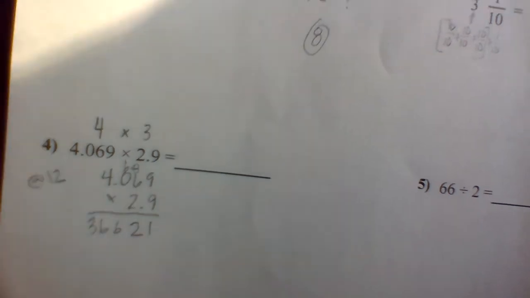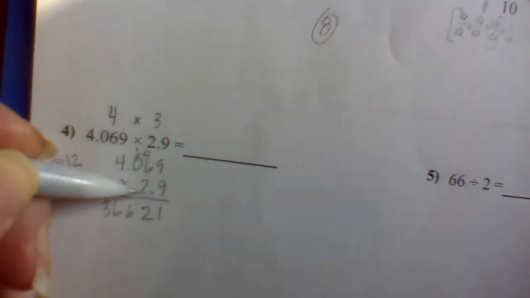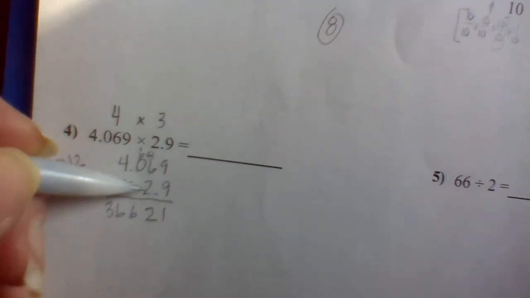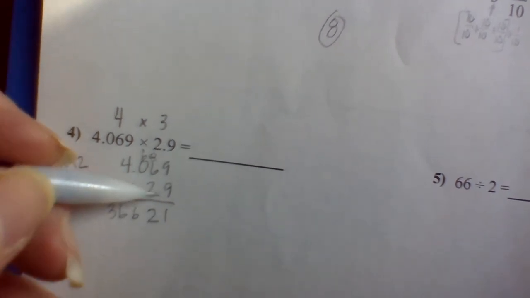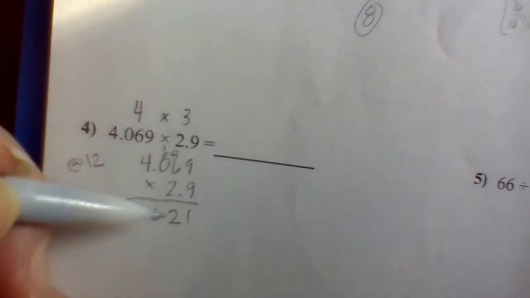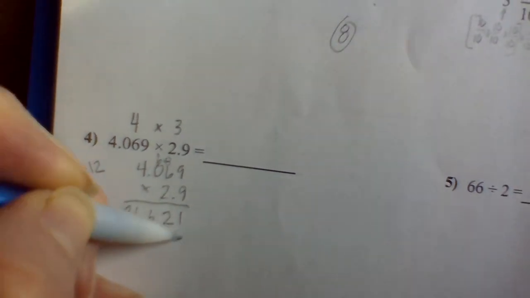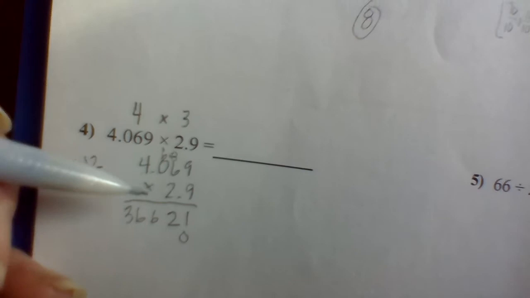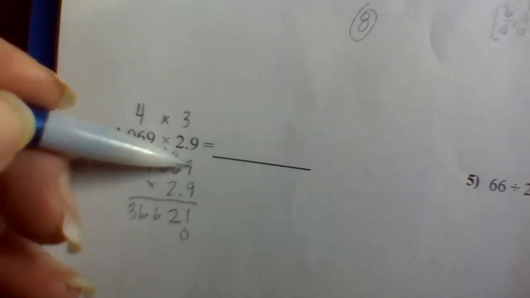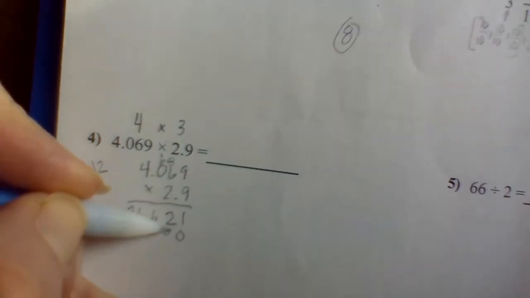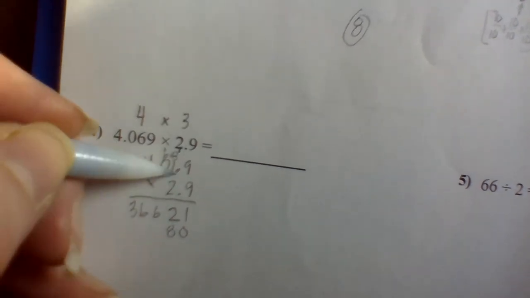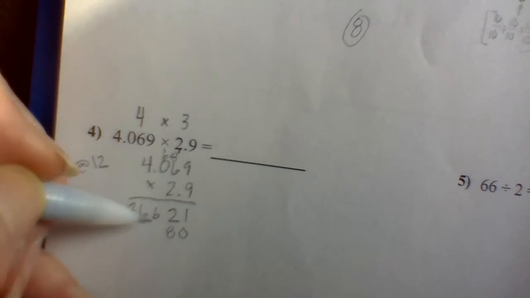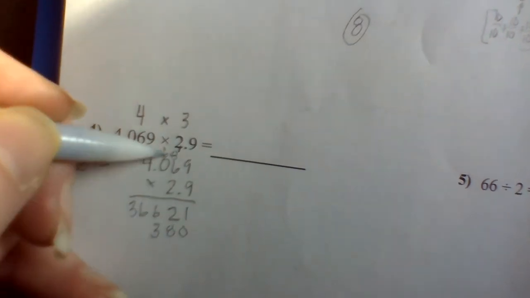As I start my next line for my 2, because that's moving over, this is in the ones, but if we're not counting the decimals yet, that'd be in the tens. So I'm going to put my placeholder, I put my 0, and now I start my multiplication. 2 times 9 is 18, so I'm going to put my 8, and I'm going to carry my 1. 2 times 6 is 12, plus 1 is 13. 3. I'm going to carry my 1.